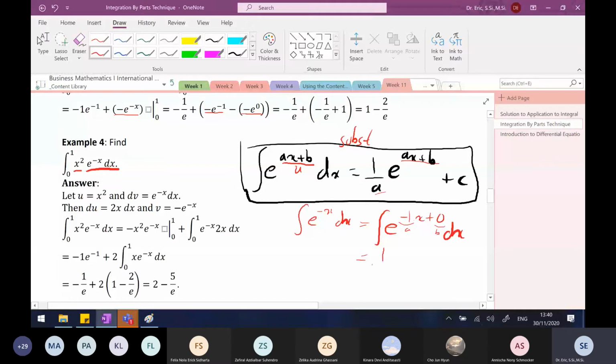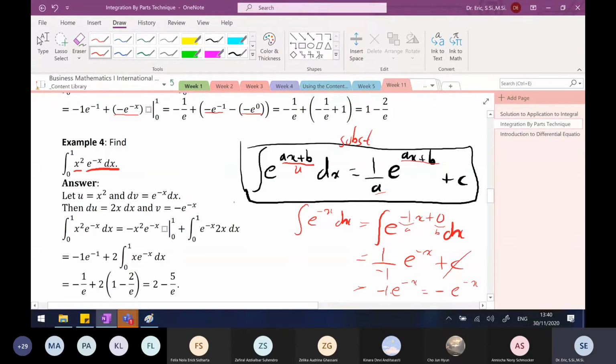So you have 1 over a, which is minus 1, times e to the power of ax plus b, that is minus x, plus constant. We leave out the constant for integration by parts. So you have 1 divided by minus 1, which is minus 1, times e to the power of minus x. It will become minus e to the power of minus x. Okay, thank you.